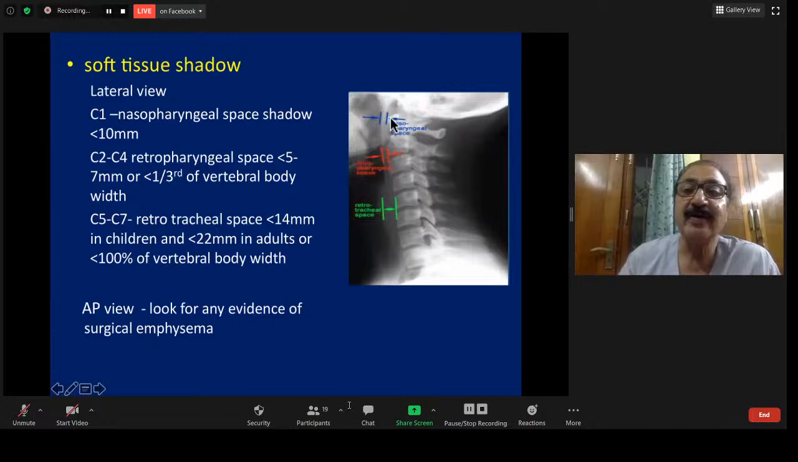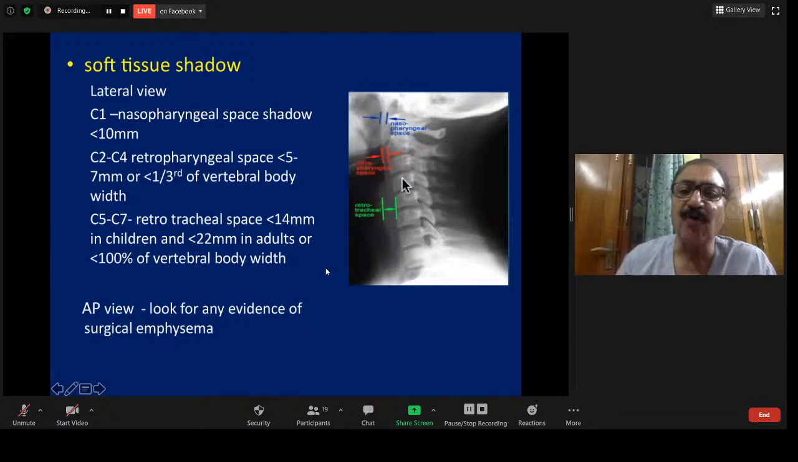At C1, you are able to see the nasopharyngeal space shadow, which should be less than 10 millimeters. If this shadow is more than 10 millimeters, it indicates either a traumatic lesion at C1, C2, or maybe a tuberculosis. At C2 to C4, in the lateral view, the paraspinal shadow is quite narrow, up to C4. After that, the normal shadow is increased.